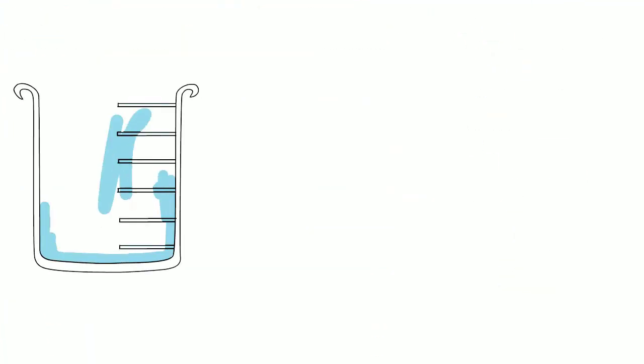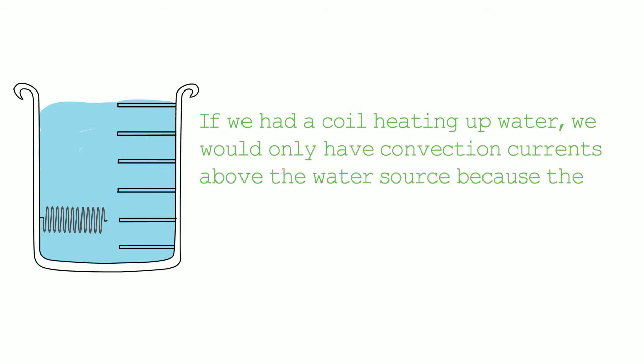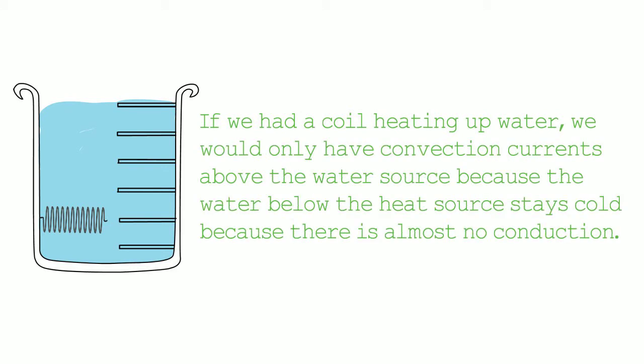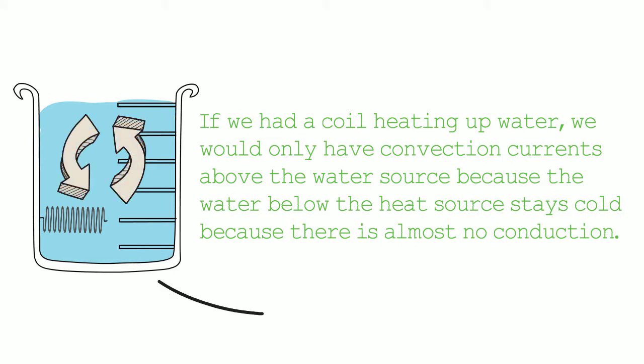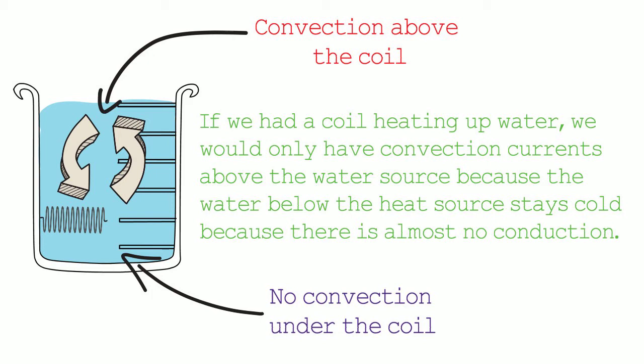We are now going to have another example which is slightly different. We have a beaker of water, but rather than the water being heated up by a Bunsen burner underneath the beaker, we have a coil that heats the water up, and this coil is placed about a quarter of the way up the beaker. If this was the case, we would only have convection currents above the heat source. This is because the water below the heat source stays cold, because there is almost no conduction in the water.